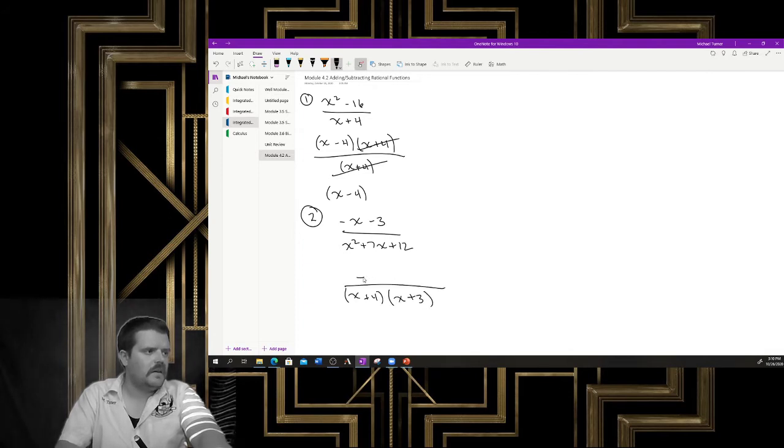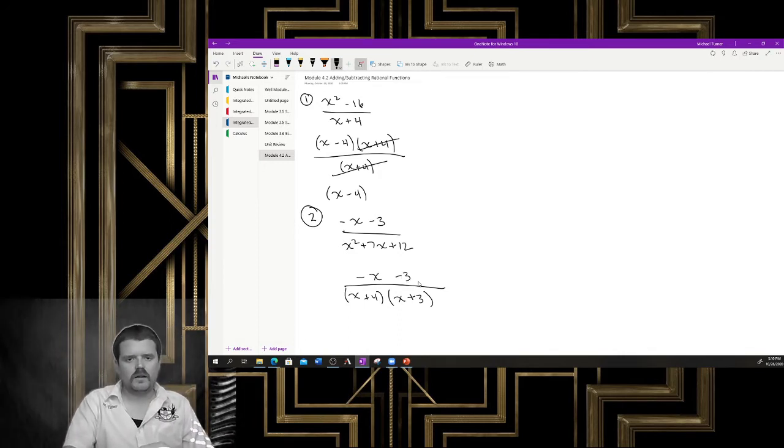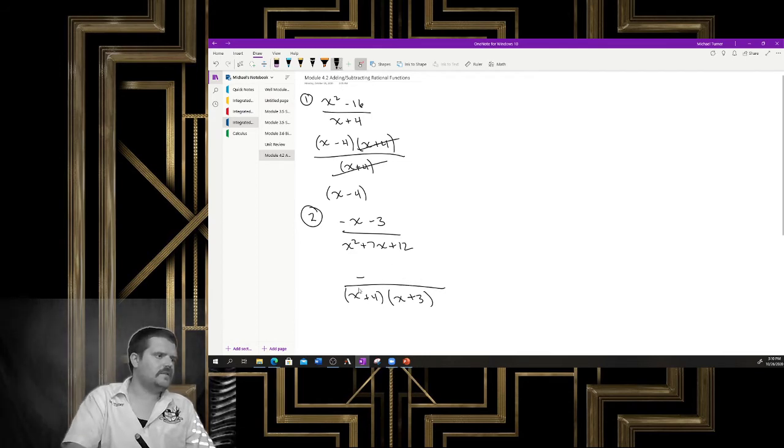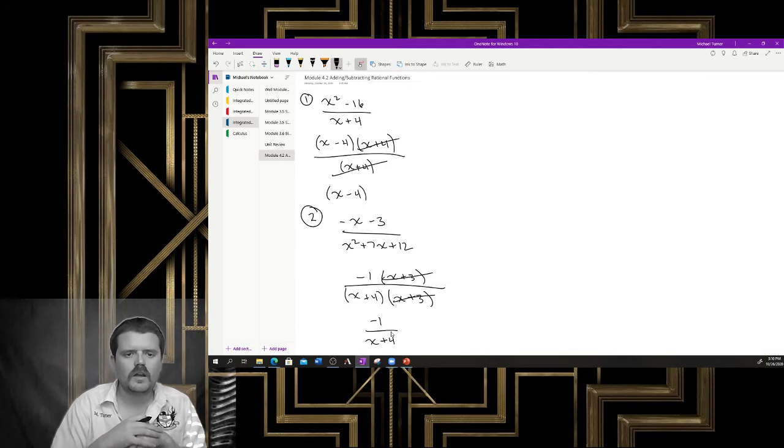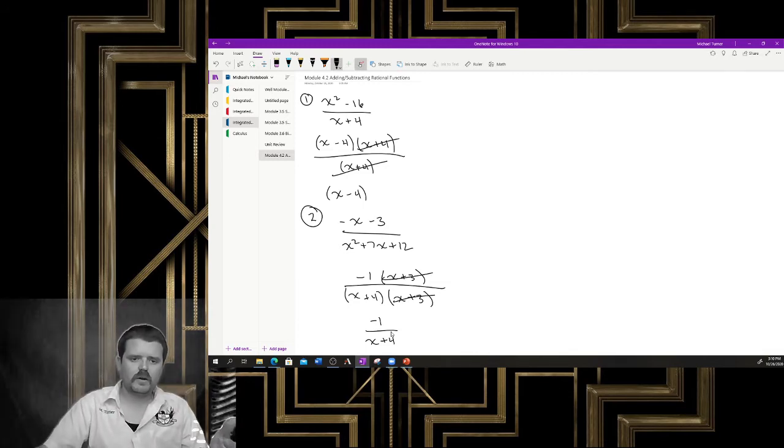In the top, I have negative x minus 3. Now this is a common thing that will happen when you're factoring where it almost looks like something can be canceled out, but I have a negative x and a negative 3 in the top and a positive x and a positive 3 in the denominator. So what you can do is you can factor out that negative sign, and by doing so, now you have something that's the same on the top and bottom. That cancels out and leaves you with your answer of negative 1 over x plus 4. So that is all to say, if you can simplify once you're done adding or subtracting, then you want to do that.